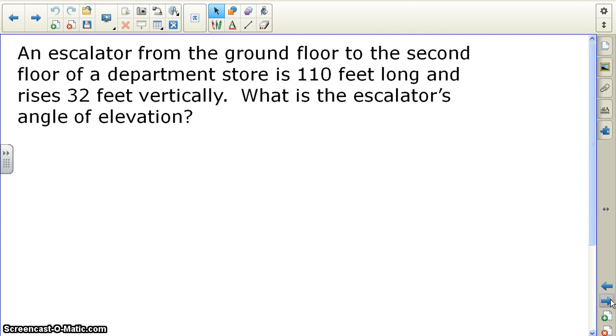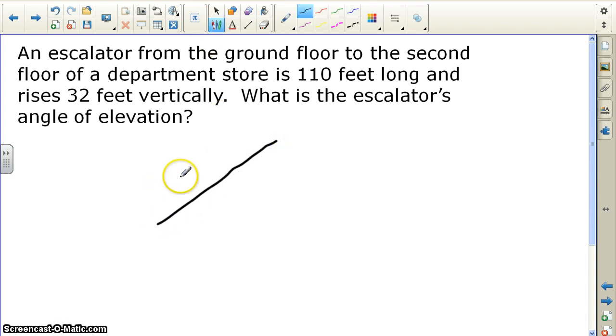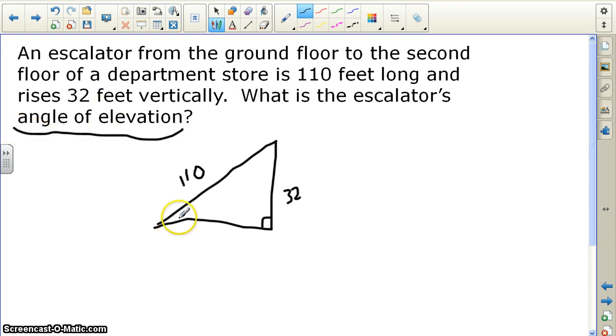All right, so on this first one, it says an escalator from the ground floor to the second floor of a department store is 110 feet long. So let's start figuring out what we have here. Our escalator is 110 feet long, and it rises 32 feet vertically. So there's our right angle. There's our problem. It wants the angle of elevation. Very important key right there. It wants angle of elevation, so that lets me know I'm looking for that angle right there.